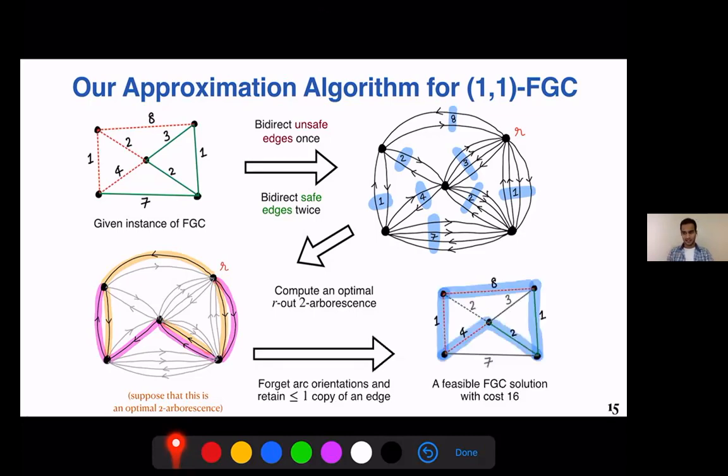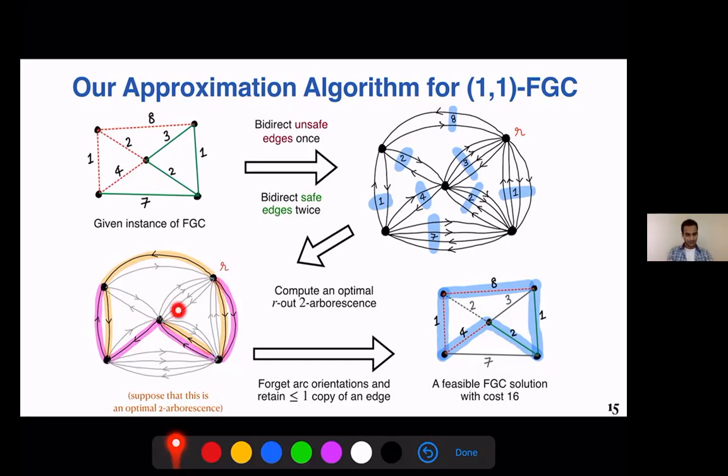Next, how can we infer an FGC solution from this? By simply forgetting orientations of the arcs and retaining at most one copy of each edge. This gives us the solution which is highlighted here. Why is this a feasible FGC solution? Simply because we know that for any cut in this digraph, there are at least two incoming arcs, simply because that's the property of a 2-arborescence. We had a necessary and sufficient condition on a previous slide.